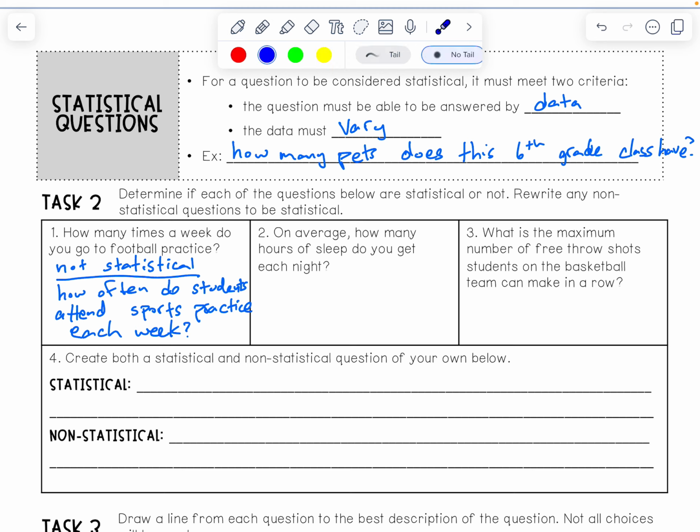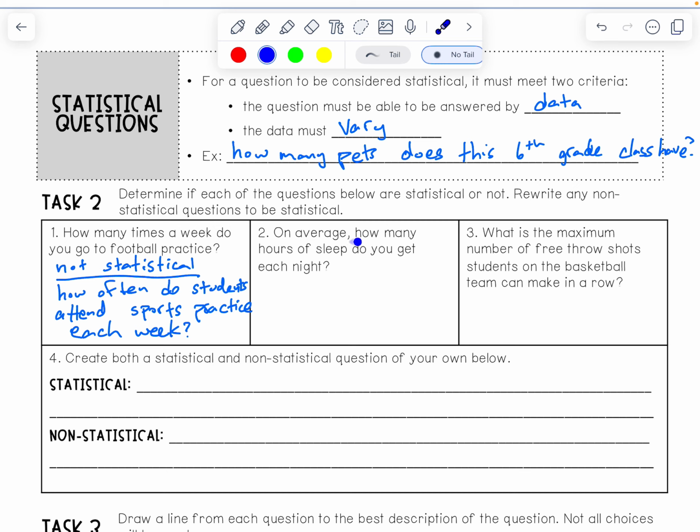Because one kid might say, oh, I go to sports practice twice a week. Another might say 3 times a week, 5 times a week, 1 time a week. Whereas if I just say, how many times do you yourself go, it's an answer that would stay the same. So one way is to broaden our audience or ask more than one person.